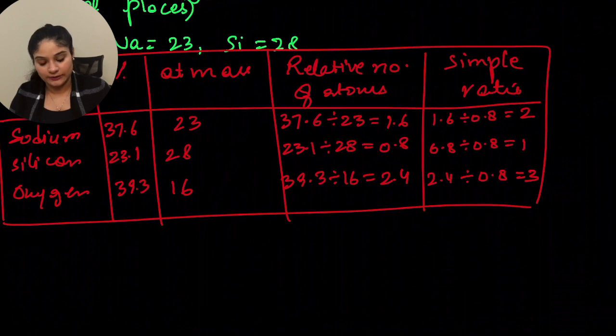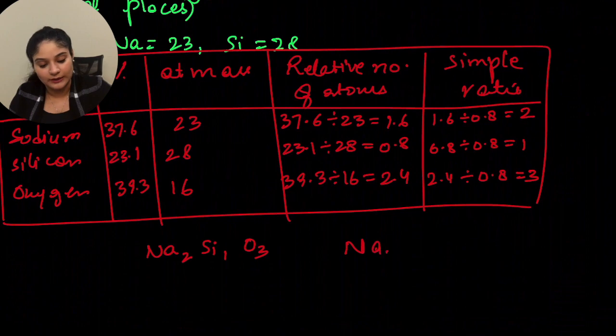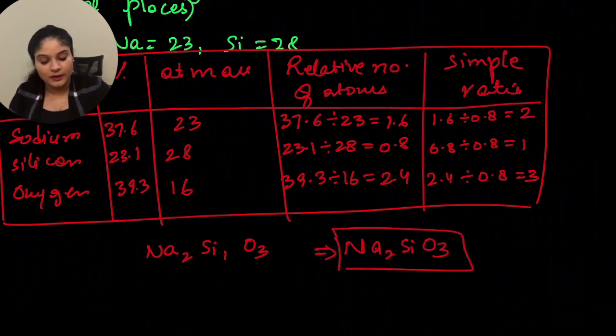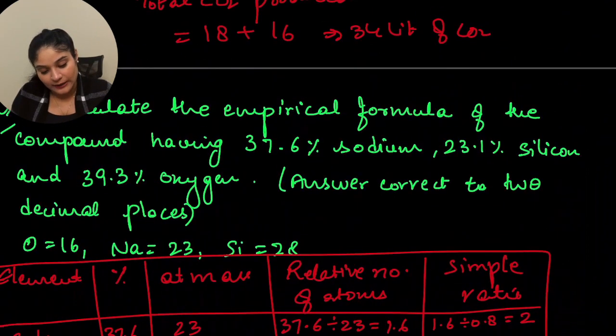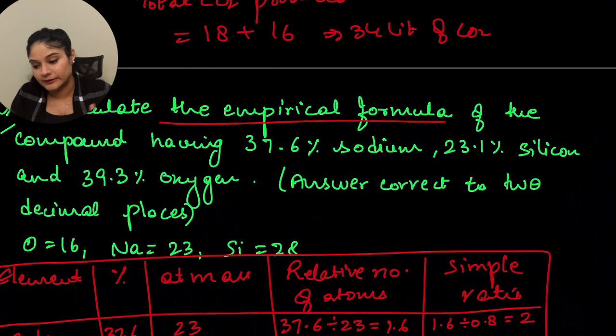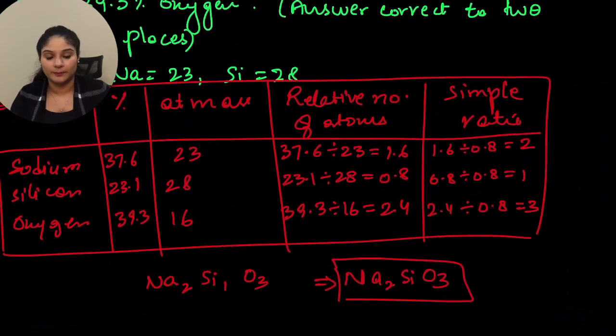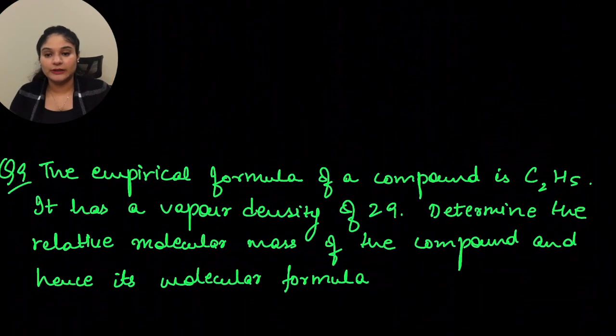Now let's just write that. So sodium, Na2, silicon is 1 and oxygen is 3. So Na2SiO3. That's your empirical formula. Now what else do you need to find? The question says calculate the empirical formula of the compound having this, this and this, and that's it. You just have to find the empirical formula. Alright, let's move to the next question.